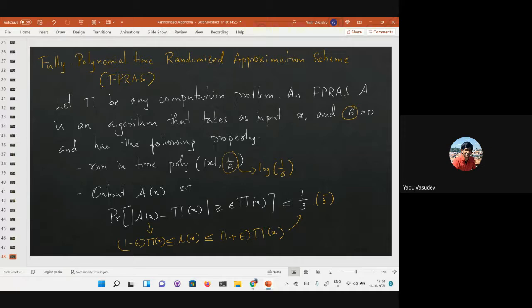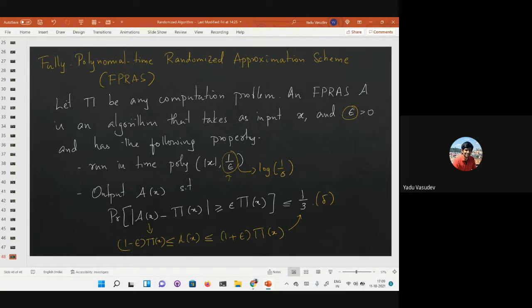It's called fully polynomial time because the dependence of the running time on epsilon is polynomial in 1 over epsilon. If there is no dependence, if you can't quantify that dependence, or if that dependence is, say, exponential, then it's called just a polynomial time randomized approximation scheme. Fully polynomial time means that it is polynomial even in the approximation factor that you want.